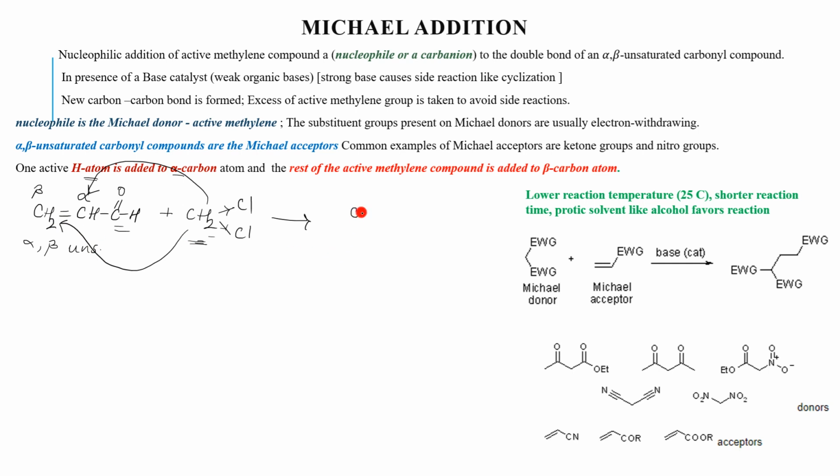So let's do this. Addition means the double bond is converted to a single bond, and the rest of the structure remains the same. Here H is going to be added, so it will be CH2 now. And what is left? To this, the remaining part. SEH is left and this ClCl. So this is a simple addition reaction, and the product which is formed is called the Michael adduct.